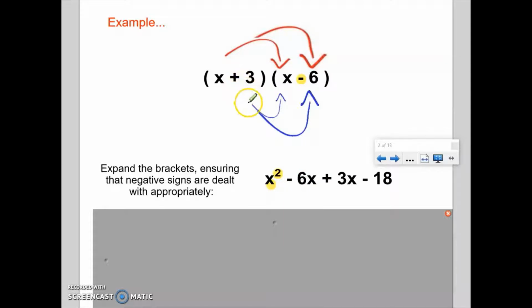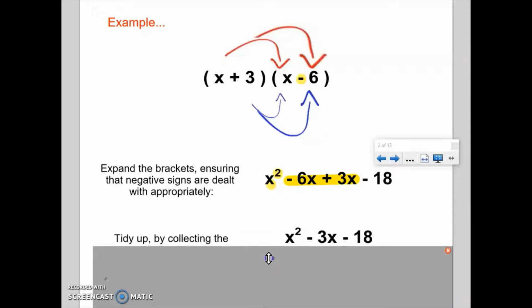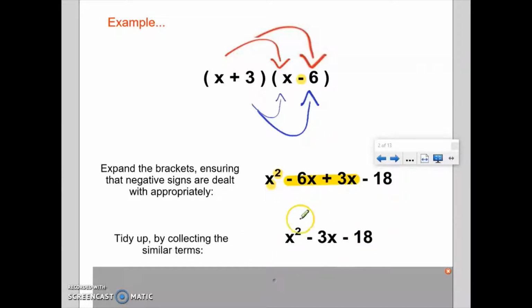Small blue arrow, 3 times x is 3x. And then finally, 3 multiplied by negative 6 gives me negative 18. So again, at this stage, I can look to collect terms. I've got a negative 6x and a positive 3x. So if I started on negative 6 and added on 3, that would take me to negative 3x. So I can just simplify my expression to get my completed expansion. I've expanded and I've simplified the double brackets.